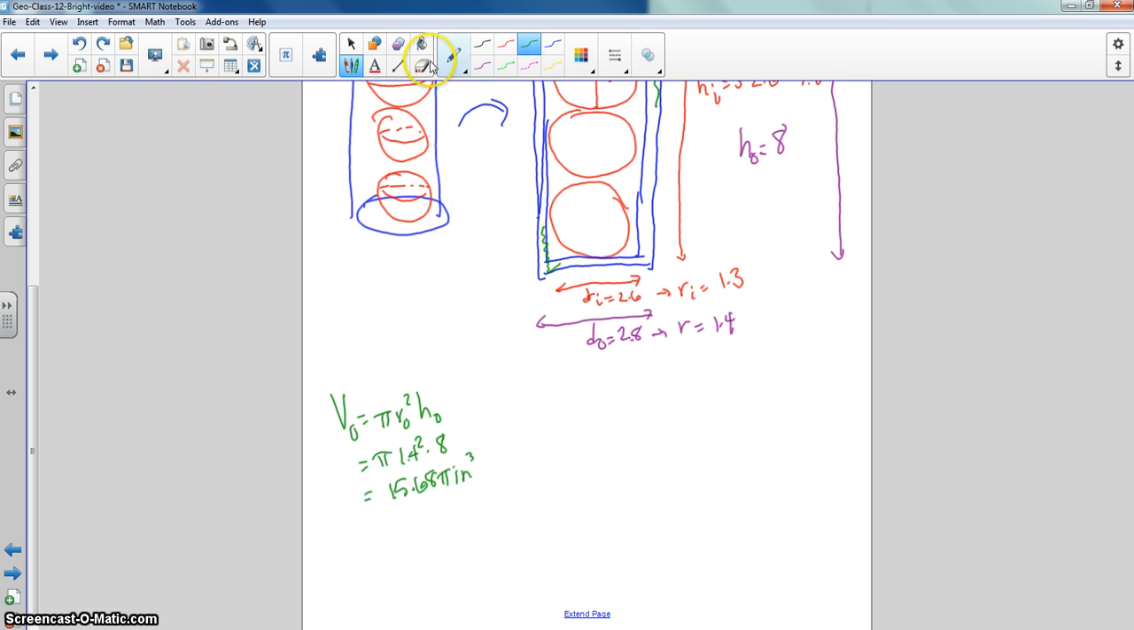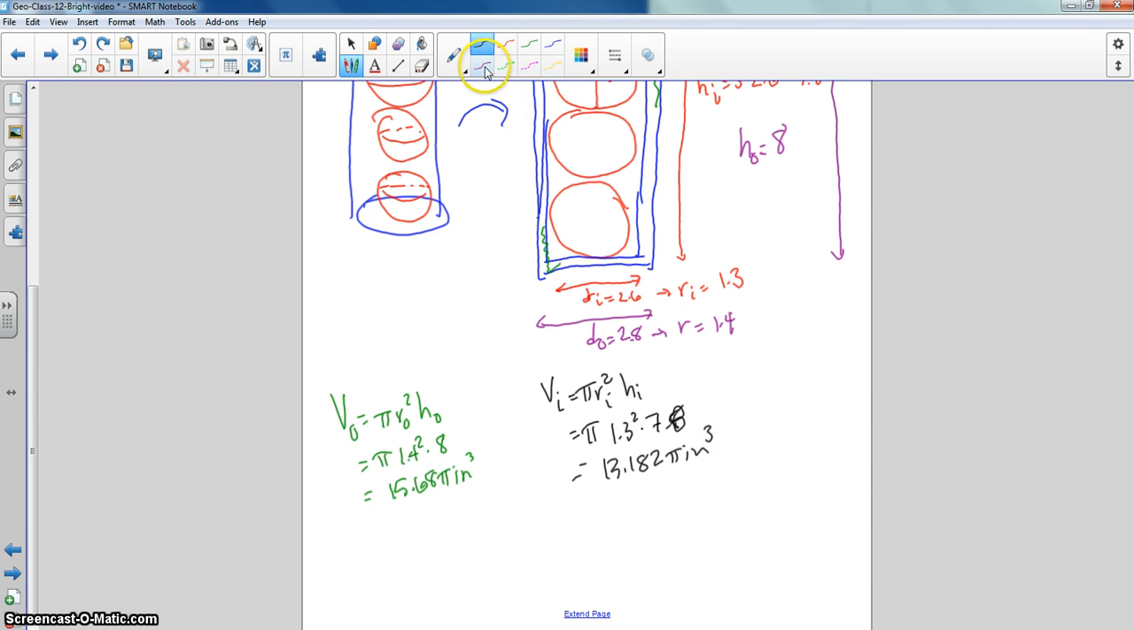Similarly, we can find the volume for the inside, and again, you'll use the inside radius and the inside height. In this case, the radius is 1.3. You square that times 7.8, and this ends up being 13.182 pi inches cubed.